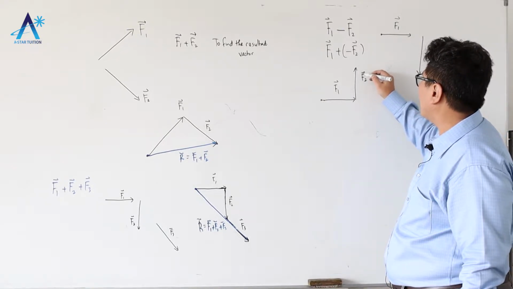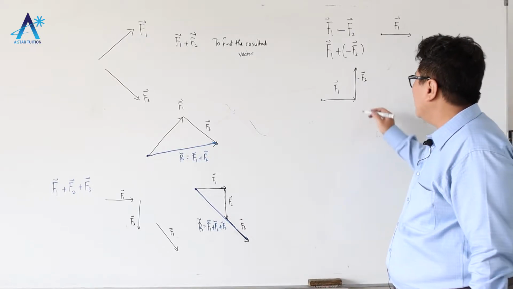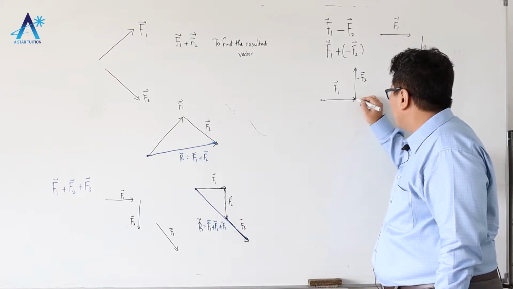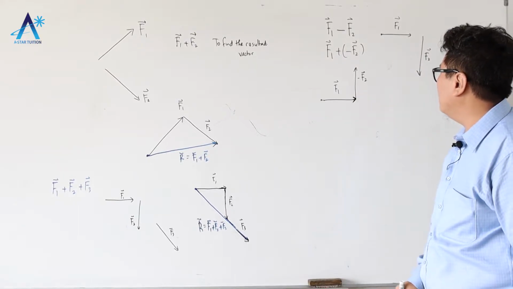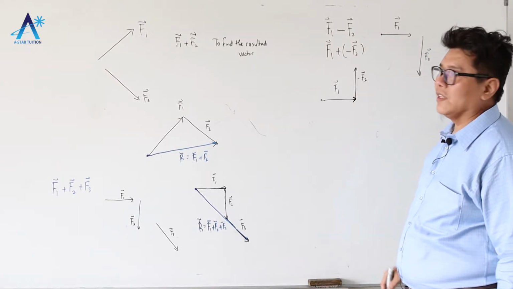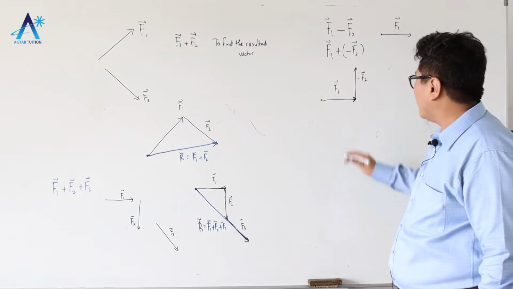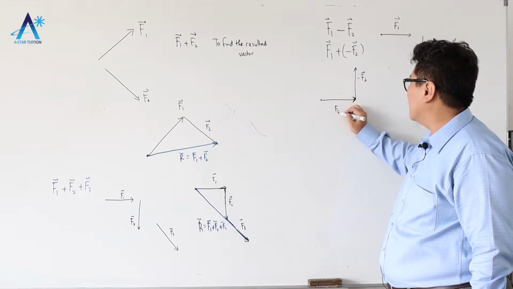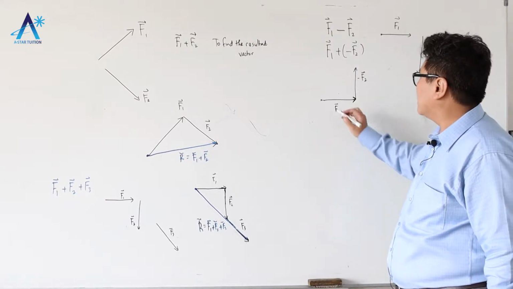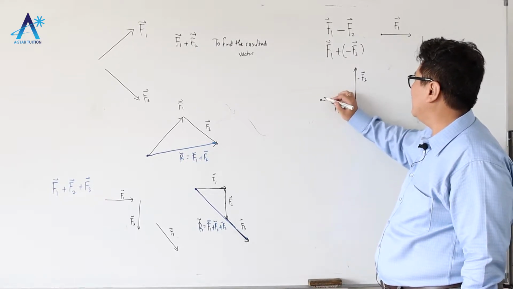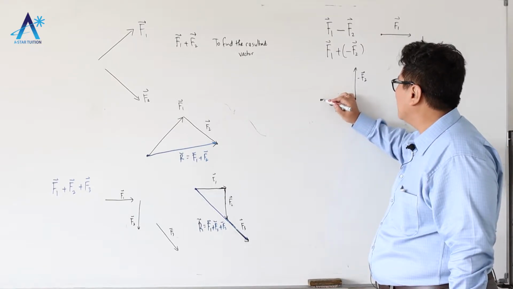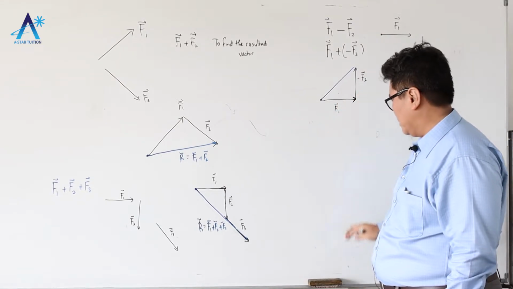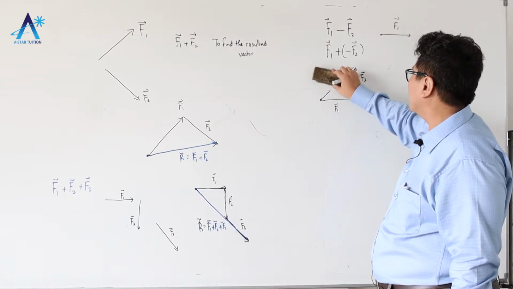Okay, so this is minus f2. Again, you put the tail of minus f2 on the tip of f1, and then you draw a straight line joining the tail of f1 with the tip of f2. That gives you the resultant, which is f1 minus f2.